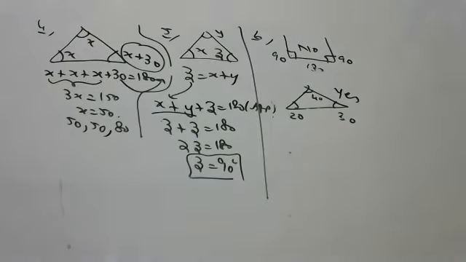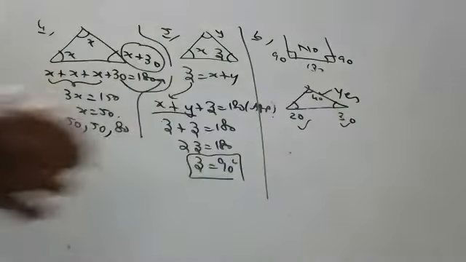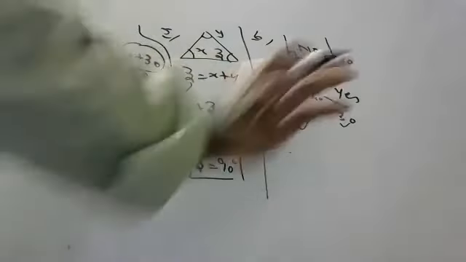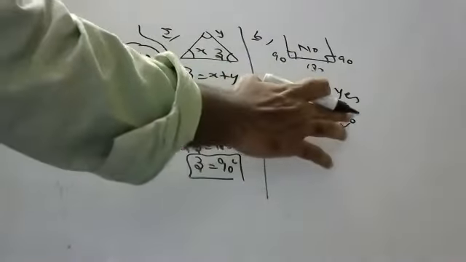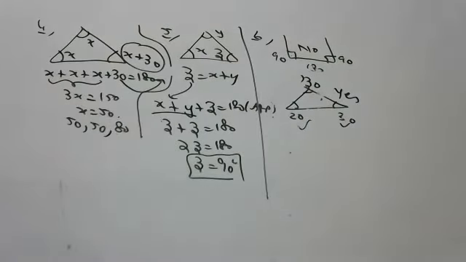All angles less than 60 degrees, is it possible, children? See here, 20 plus 30 is 50, plus 130, plus 40, it is 90. It's not possible.